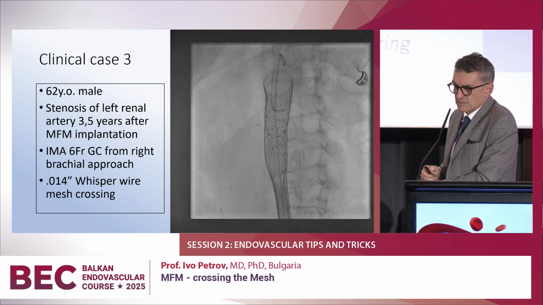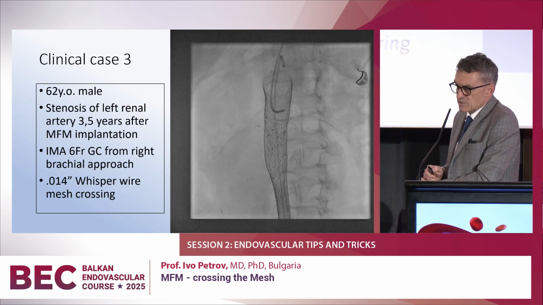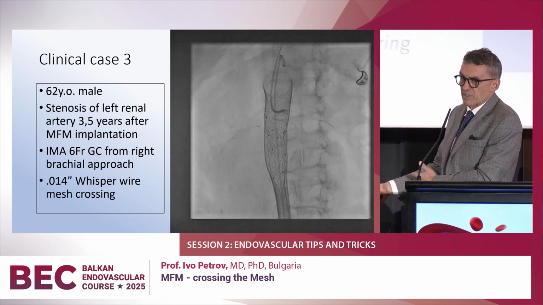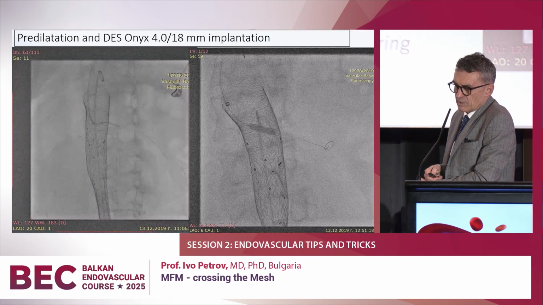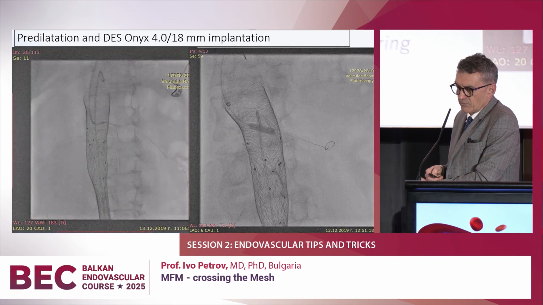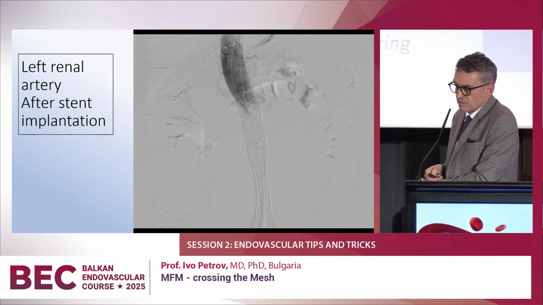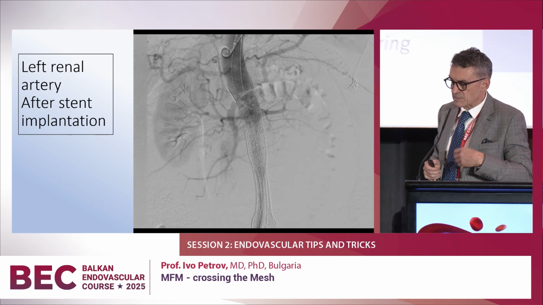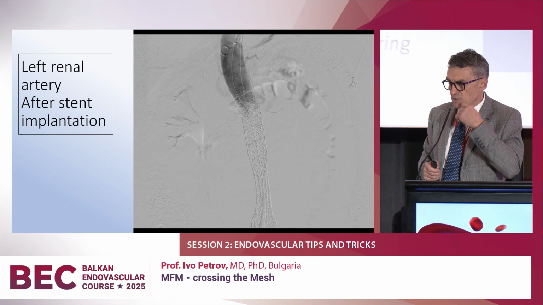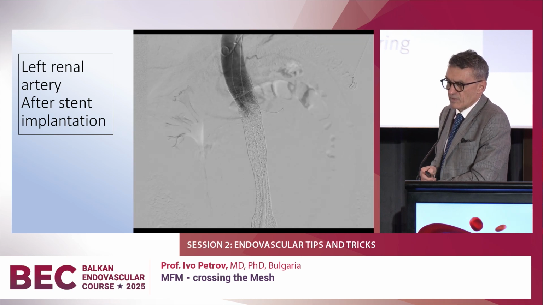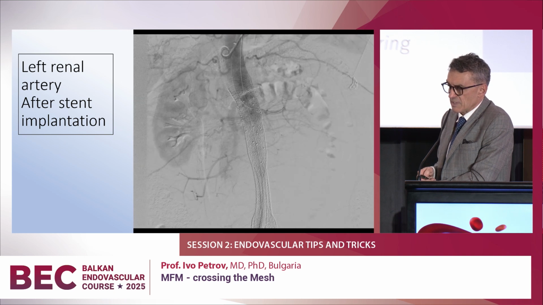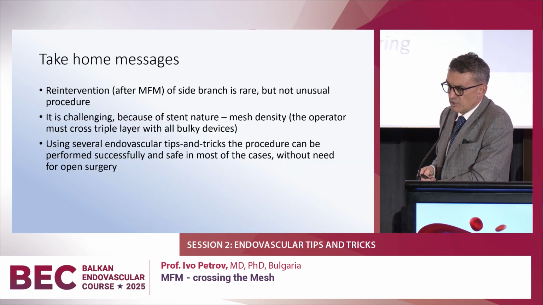The third case is a 62-year-old male with stenosis of the left renal artery. And again, by the upper approach, we succeeded to go to the renal artery and to implant again a coronary, formerly coronary Onyx stent in this renal artery. Fortunately, the renal arteries are accepting and they stay with good results because most of the renal arteries are between 5 and 6. So with some overexpansion of the coronary stent, it's reasonably possible for a renal artery to be treated.